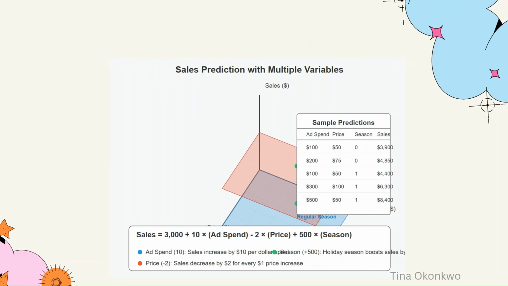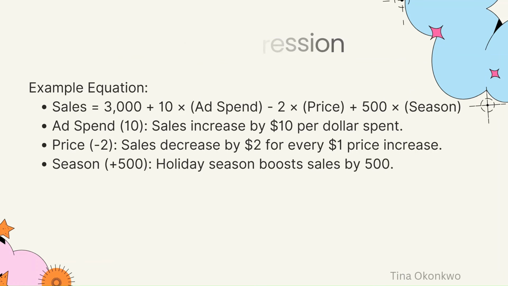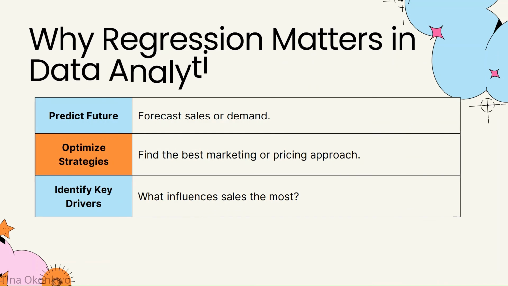So why is regression so powerful in analytics? It helps you predict the future. Regression helps you forecast outcomes. For example, you can predict sales next quarter if you know how much you plan to spend on ads. It also helps you optimize strategies. By understanding how different factors affect your business, you can make more informed decisions. Want to know the most effective price point for your product? Use regression. It also helps you identify key drivers. It helps you pinpoint the most important variables driving your business. Is it advertising, the price, seasonality? Regression shows you what matters most.